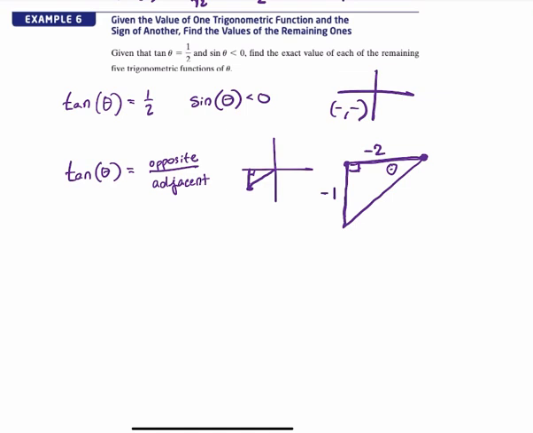Now let's solve for our remaining side length. Let's call this x. So a squared plus b squared should equal the hypotenuse squared. This time we're solving for the hypotenuse. So this should be negative 2 squared plus negative 1 squared should equal x squared. So this will become positive 4 plus positive 1 equals x squared. So 5 equals x squared, and then I'll take the square root. So I would say x equals plus or minus the square root of 5.